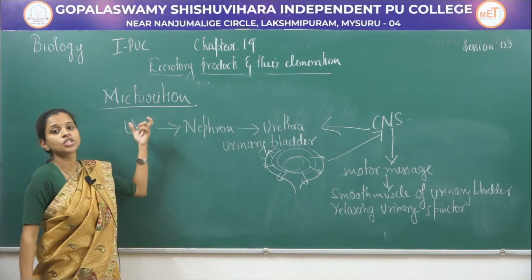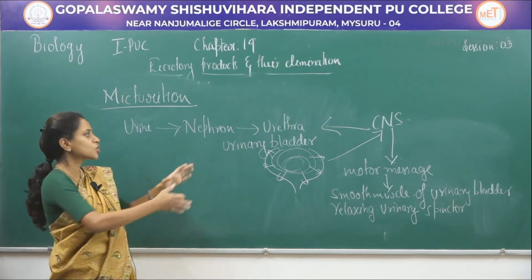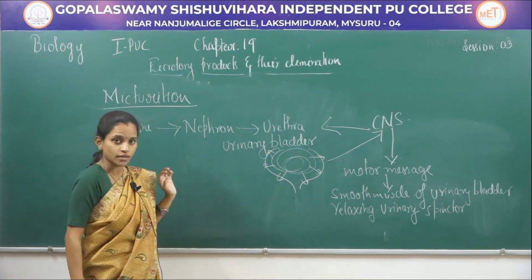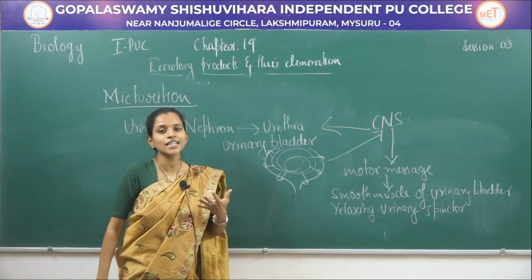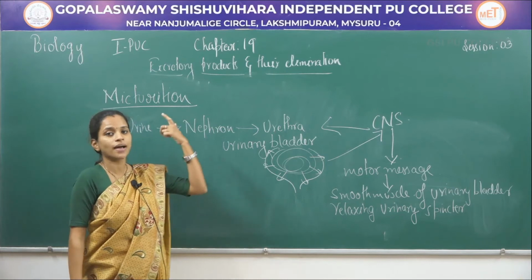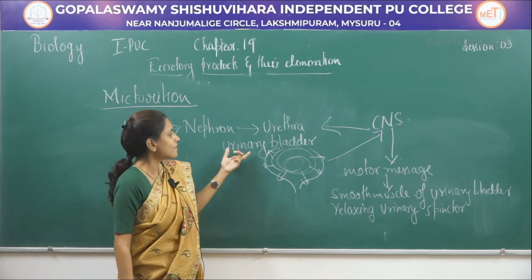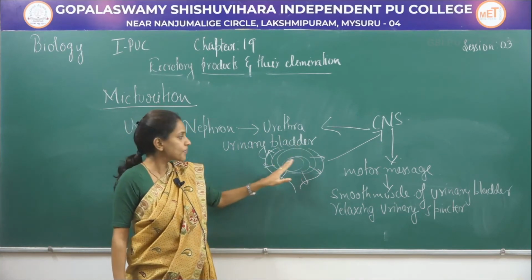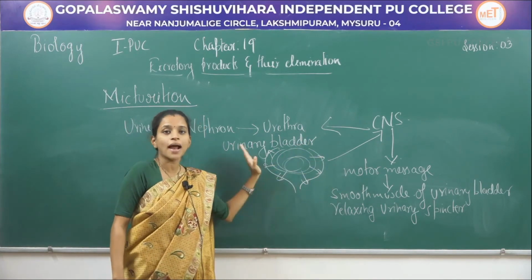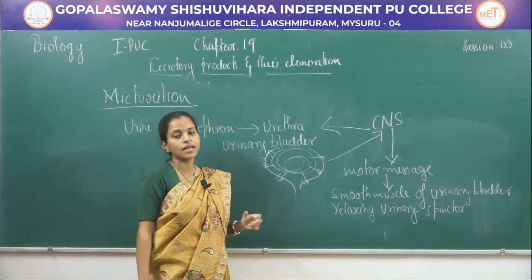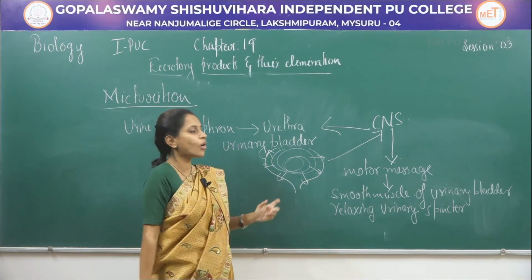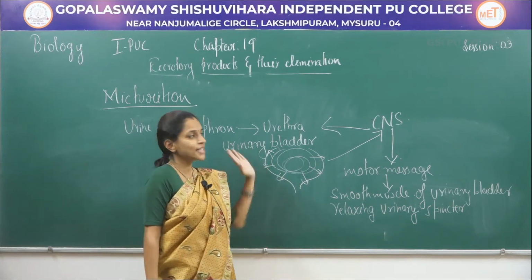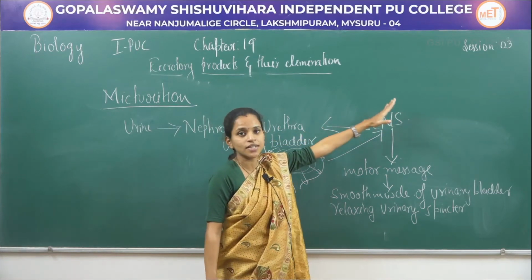Micturition means urine which is produced in the nephron will be stored in the urinary bladder before it is released from the urethra. The urge of releasing the urine will be sent by the central nervous system. So, the urine stored in the urinary bladder applies pressure on the cells, that is, on the urinary bladder walls, which leads to the stretching of the walls of the urinary bladder.